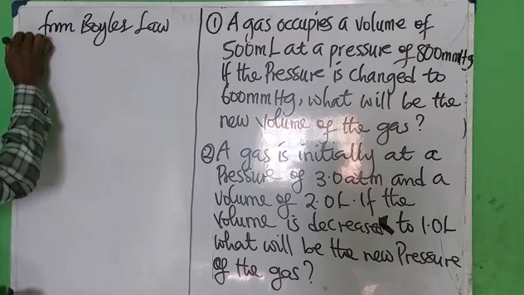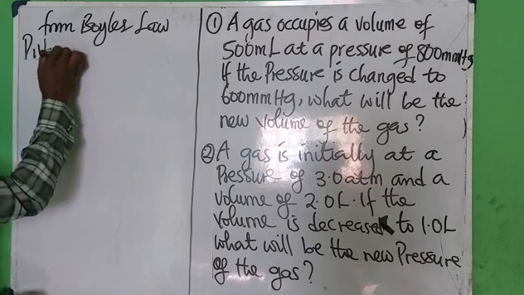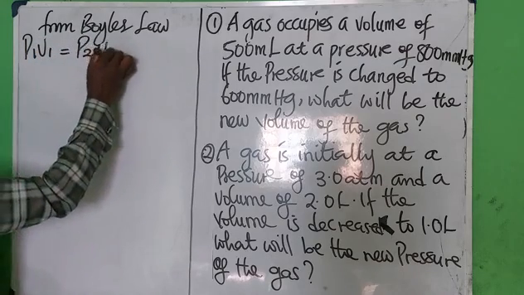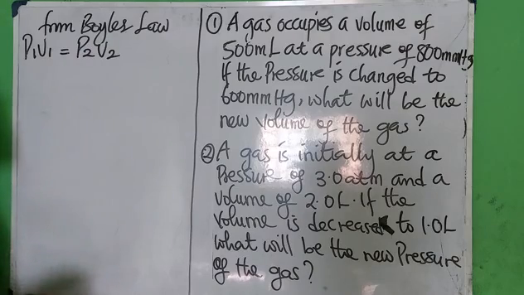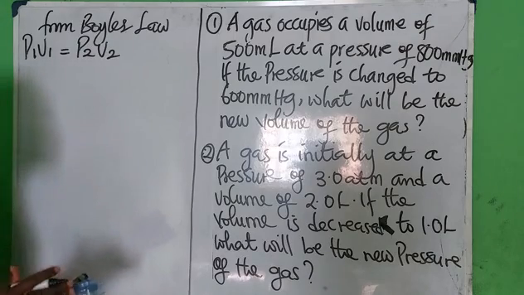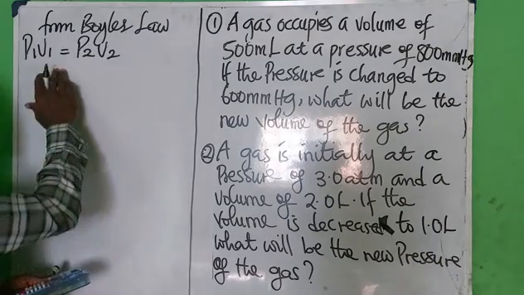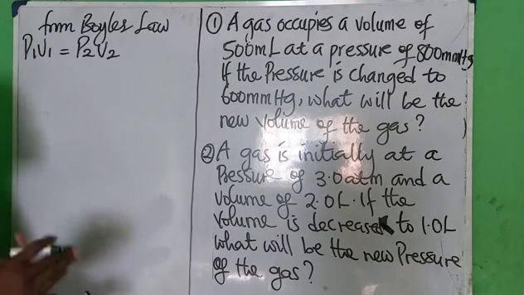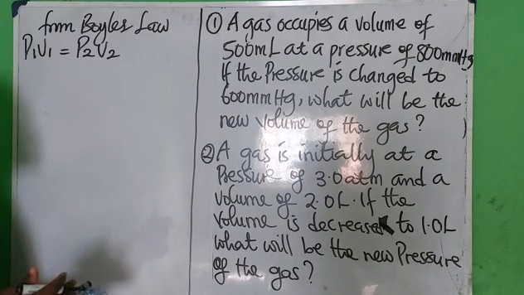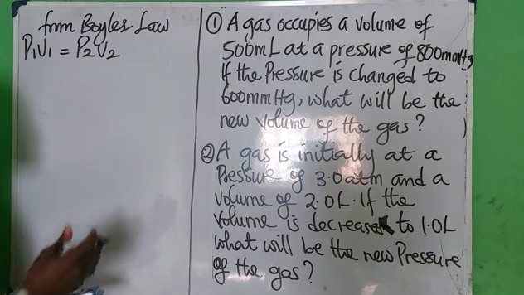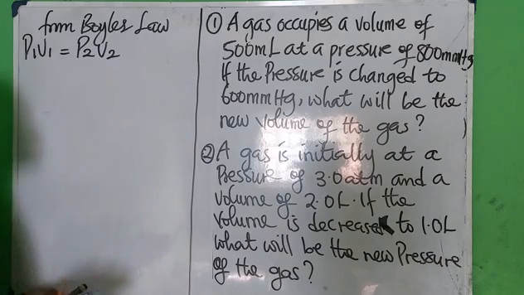Boyle's law is given as what? P1V1 equals P2V2. The first thing you have to do as a student, to be much more precise, is to write out the formula, alright? You can as well bring out the parameters, then you slot in your parameters yourself.